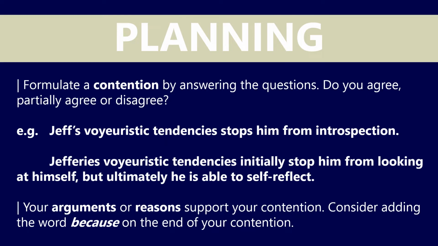And if you're really struggling to find reasons or to find arguments, I like to add the word 'because' on the end of my contention. So for the first one, Jeff's voyeuristic tendencies stop him from introspection because he's living vicariously, because it supports his preconceived ideas about gender or about marriage. So that's a way you could use the word 'because' on the end of your contention as a way to find arguments or ideas if you are really struggling.